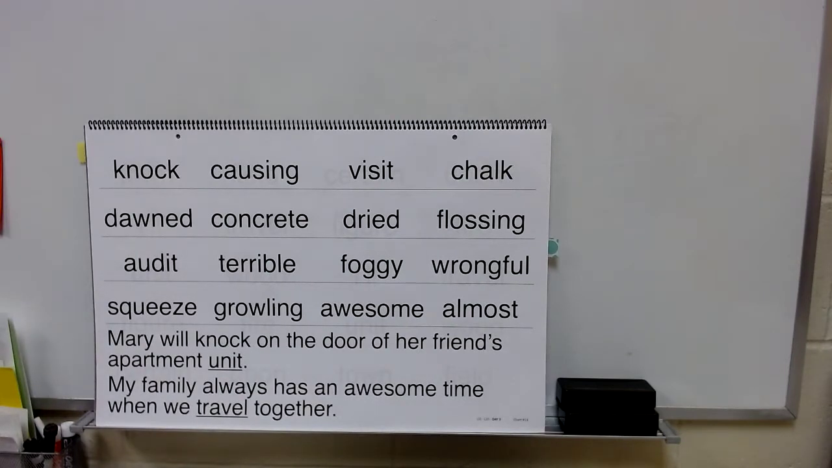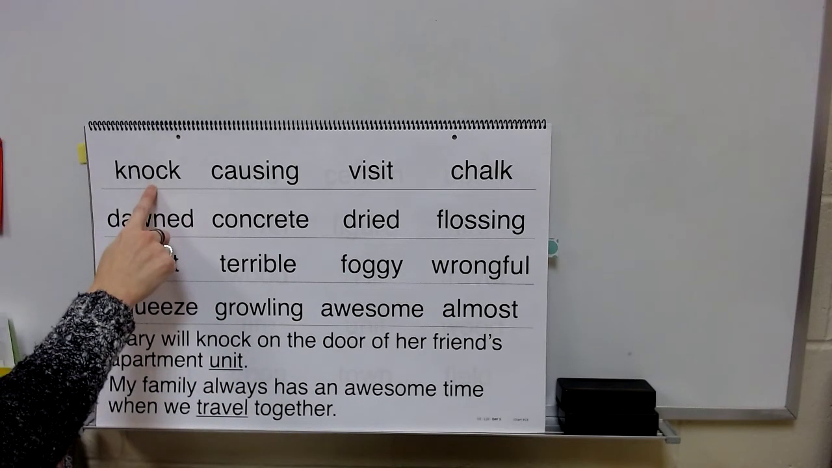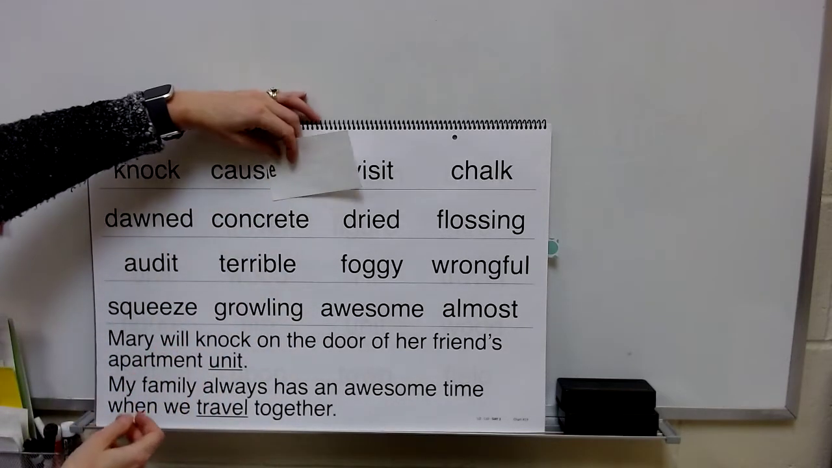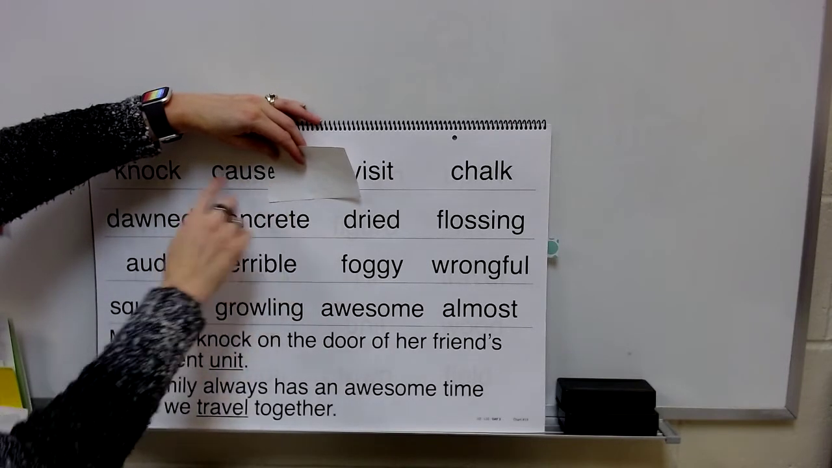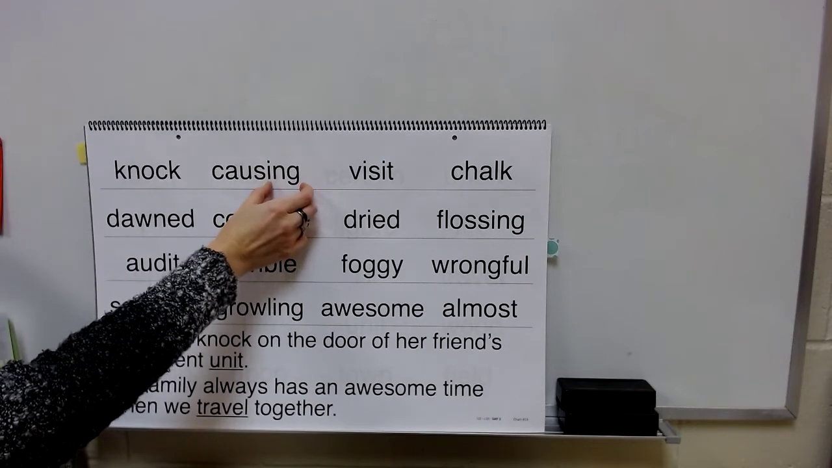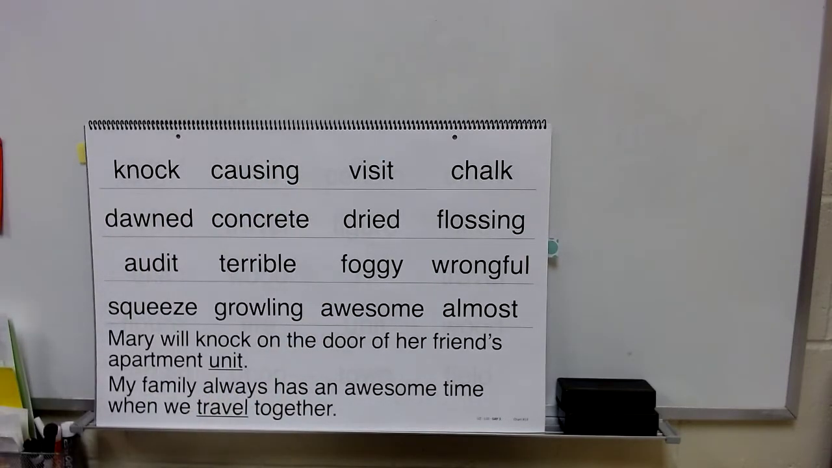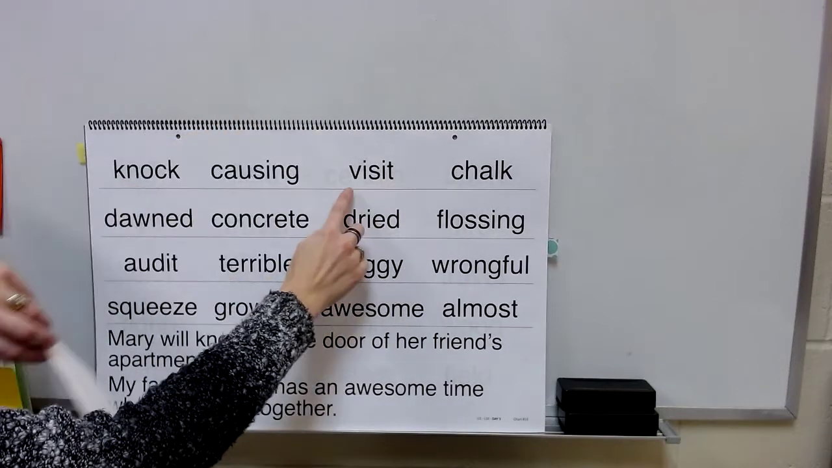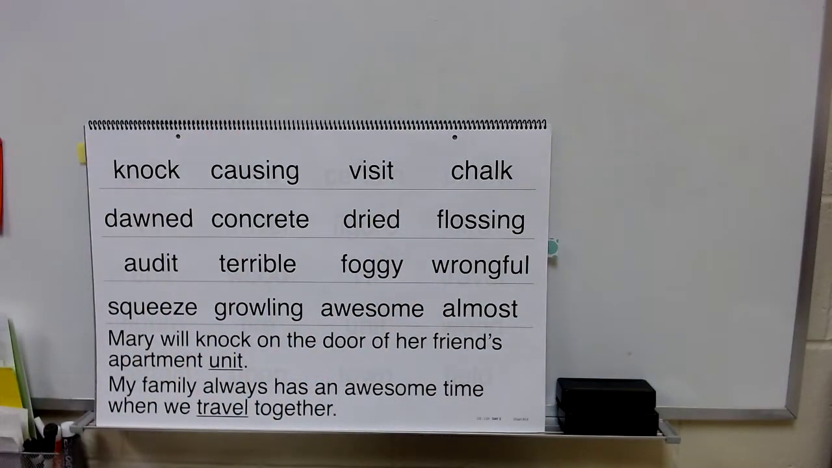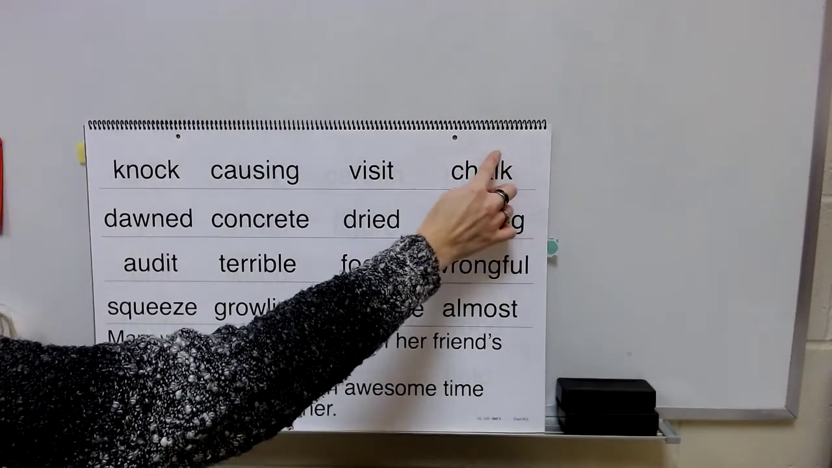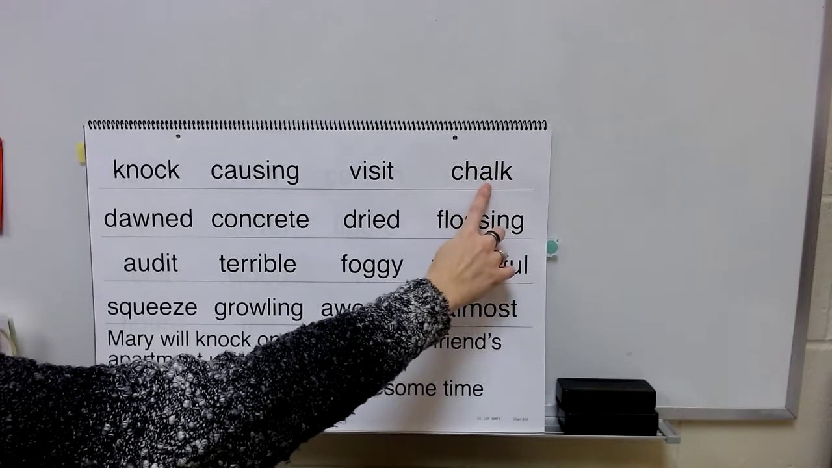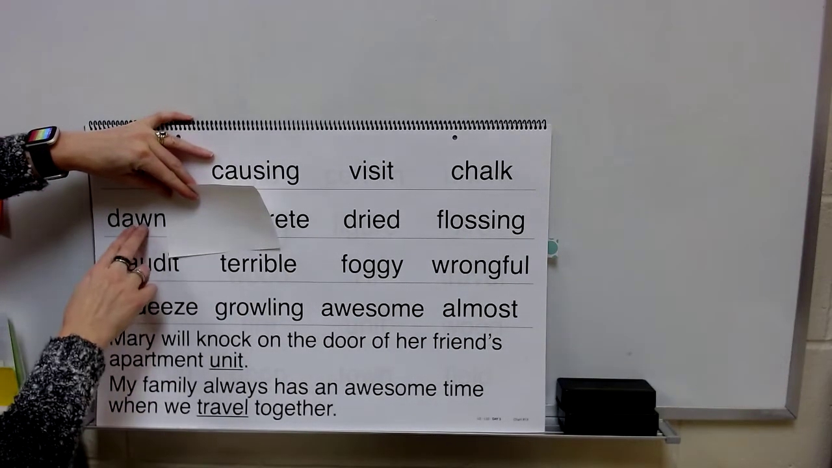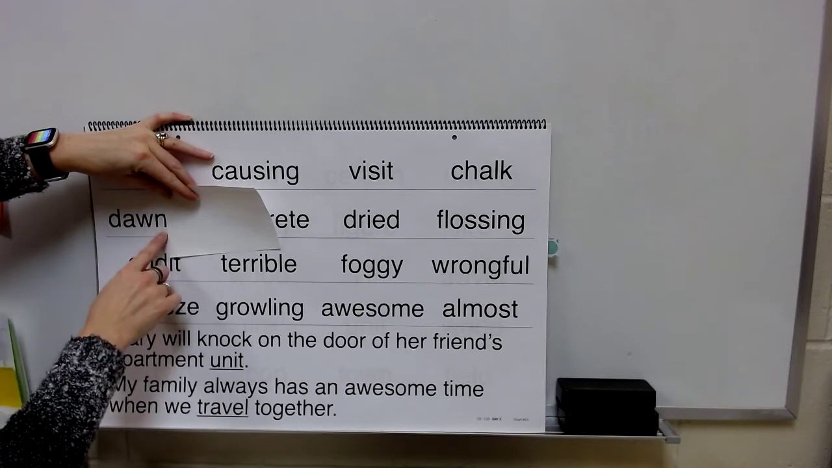Now let's practice reading some words. Sound, word, yes, knock. This word has a spelling change. Sound, base word, cause. Ending, word, causing. Syllable, viz. Syllable, it. Word, visit. Here's that word family. Remember, in this word family, you do not hear that L. So sound, yes, word, yes, chalk.